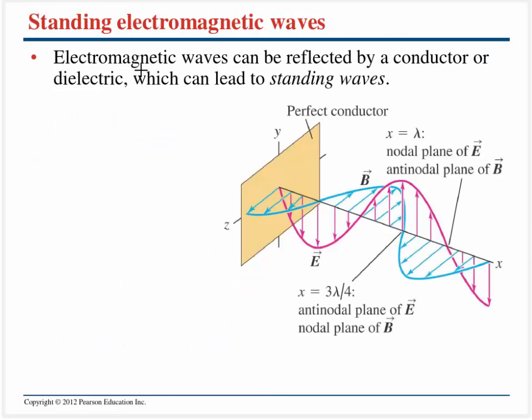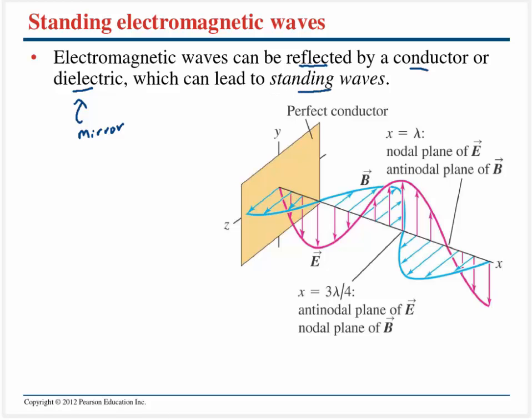Now, another similarity between electromagnetic waves and mechanical waves is that electromagnetic waves can be reflected, and they can be reflected by a conductor or dielectric. An example of this would be, say, a mirror. A mirror is going to reflect light waves.